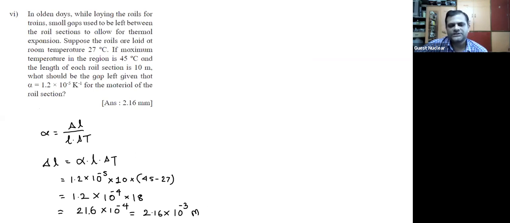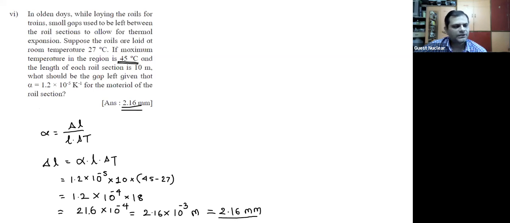क्योंकि 10 raised to minus 3 meter मतलब क्या होता है, millimeter होता है. So इसलिए 2.16 millimeter will be the gap. ठीक है, ये gap इतना कम क्यों आया, क्योंकि हमने यहाँ पे friction consider नहीं किया है. सिर्फ जो sun का जो heat है, normal temperature ही consider किया है. तो इसलिए वहां पे ये gap इतना कम आ रहा है, but actually friction की वजह से temperature ज्यादा बढ़ता है, इसलिए gap भी ज्यादा रखना पड़ता है, almost वो 2 millimeter नहीं, 2 centimeter के आसपास आ जाता है.